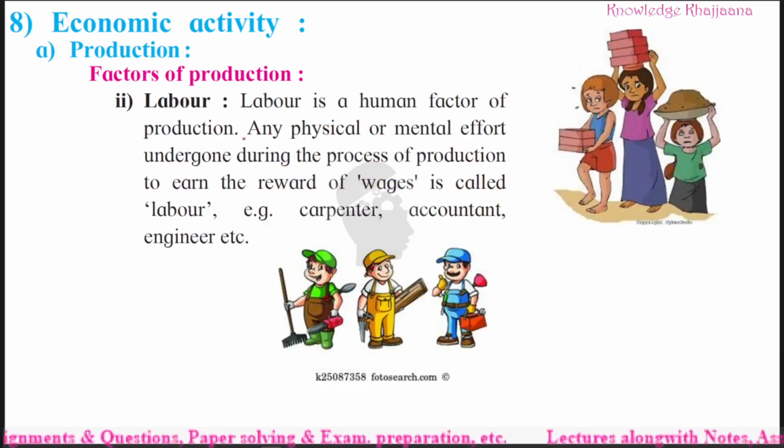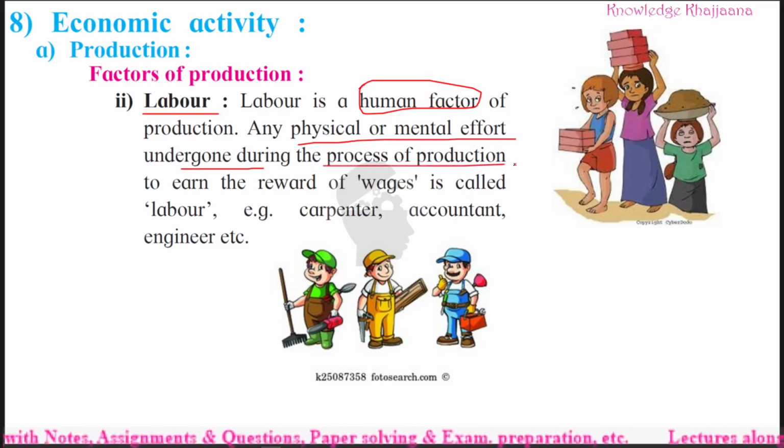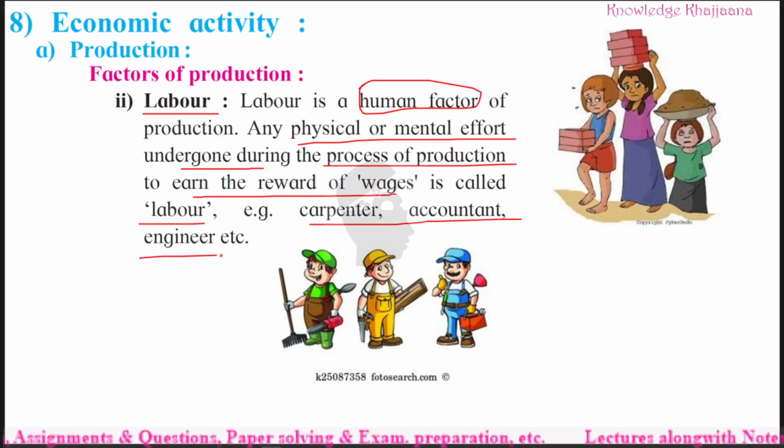The second factor of production is labor. See, labor is a human factor of production. It is not a natural factor. Land was a natural factor. Labor is a human factor. Any physical or mental effort undergone during the process of production to earn the reward of wages is called labor. Example: carpenter, accountant, engineer, etc.